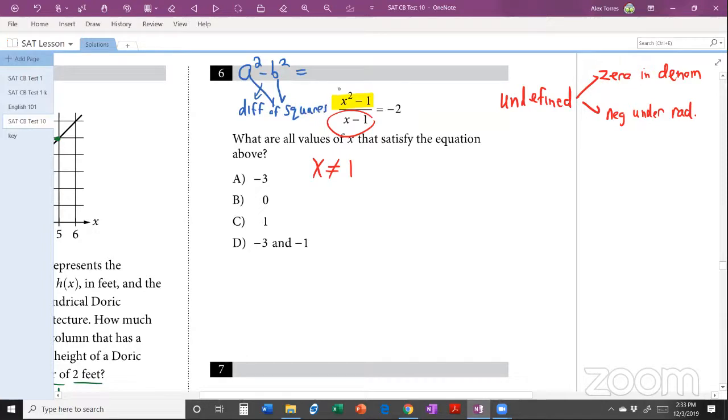So similarly, I have x squared minus 1. I have the minus sign. I have a perfect square here and a perfect square here. So that's a difference of squares. And that's going to factor to x plus 1 and x minus 1, still over x minus 1 equals negative 2.